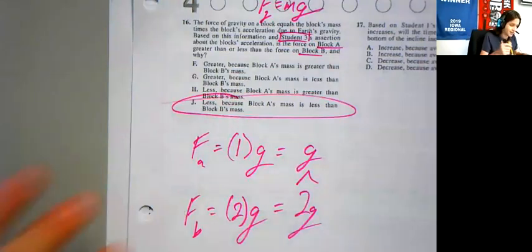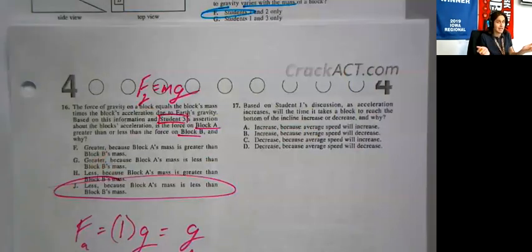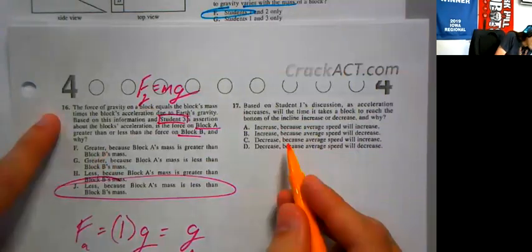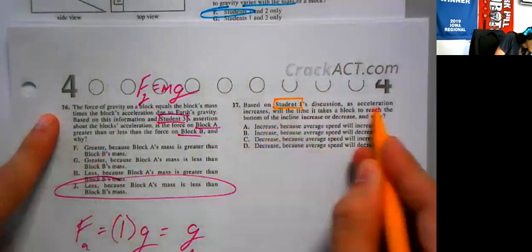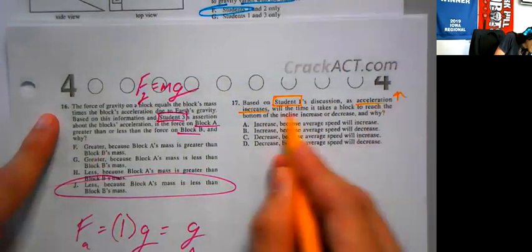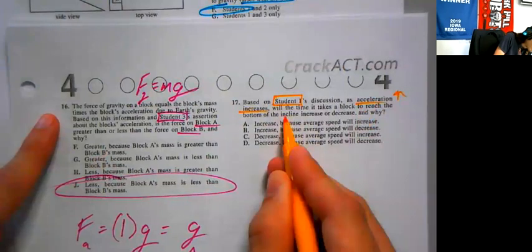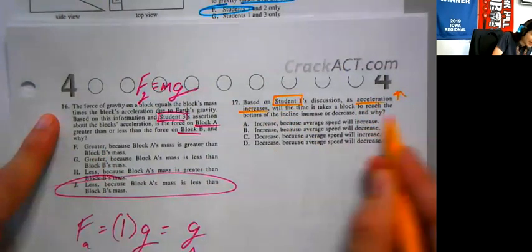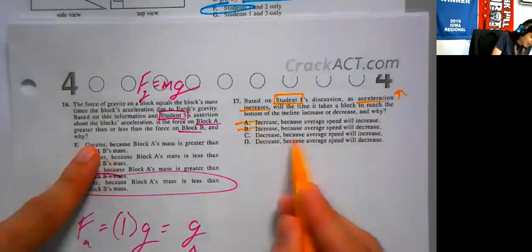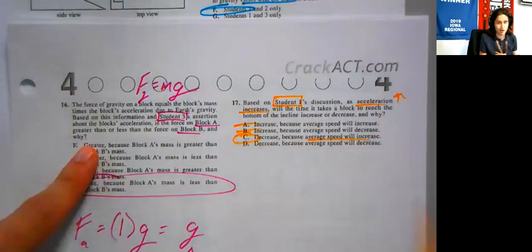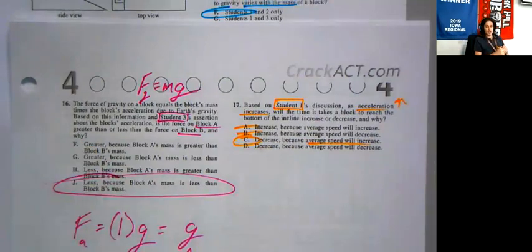One left. Number 17. These are hard. Number 17, based on student 1's discussion, as acceleration increases, will the time it takes the block to reach the bottom of the incline increase or decrease? If it's speeding up faster, it's going to take less time to get to the bottom because the average speed will increase. Hopefully you know how acceleration works. If you accelerate faster, you get up to speed faster. You don't need any reading to do that one. That one's C.